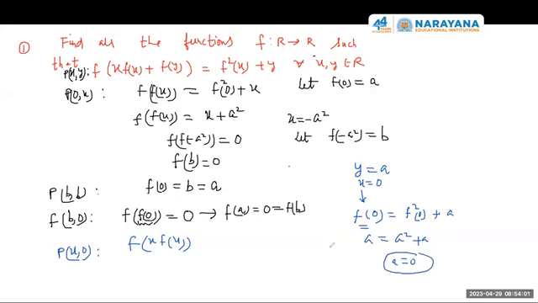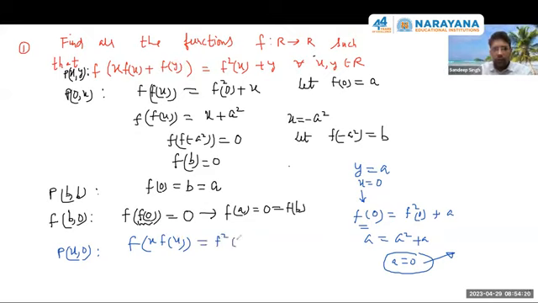Yes. Correct. So once a is 0, now p of x comma 0 is going to be how much? So f of 0 is also 0, a is also 0, b is also 0. So this will be f of x equal to f square x plus f of 0, which is 0. So f of x is f square x. Now how do you obtain fx from here?